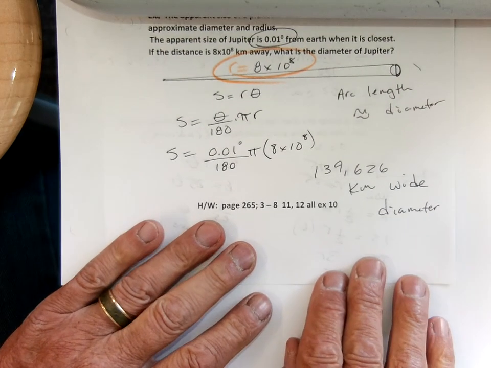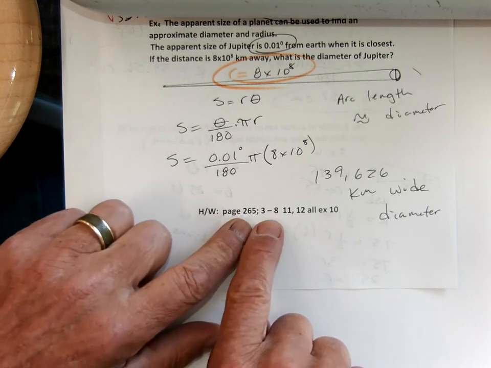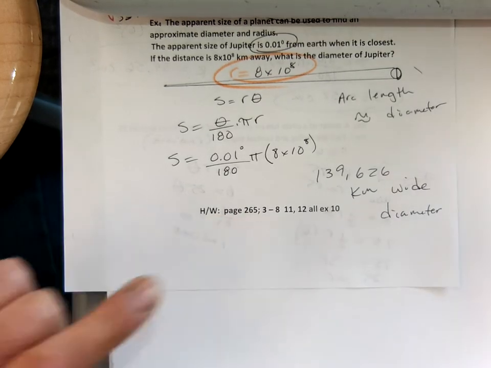Here's our homework for today. 265, 3 through 8, 11, 12, and the extra is 10, okay? All right.